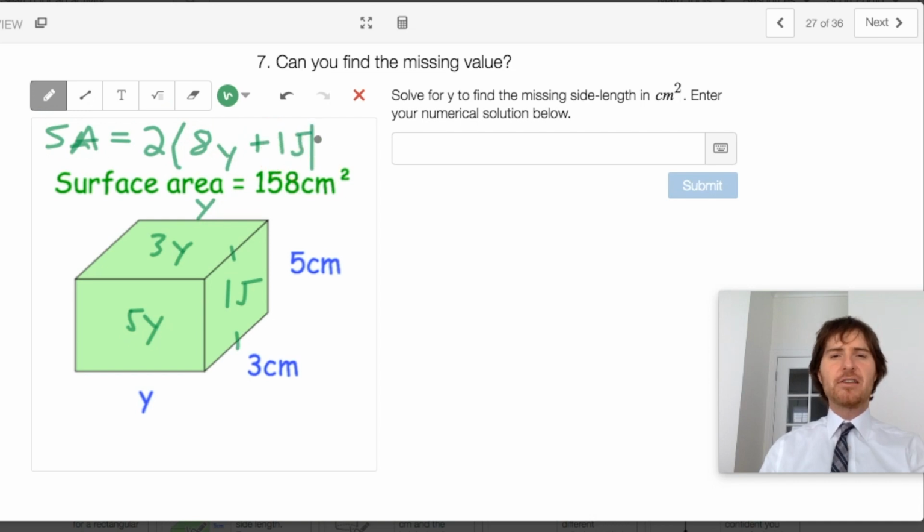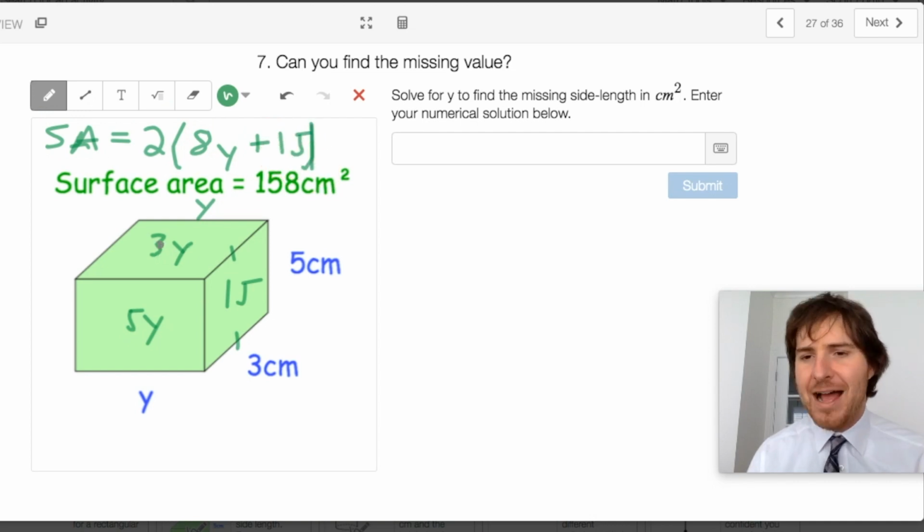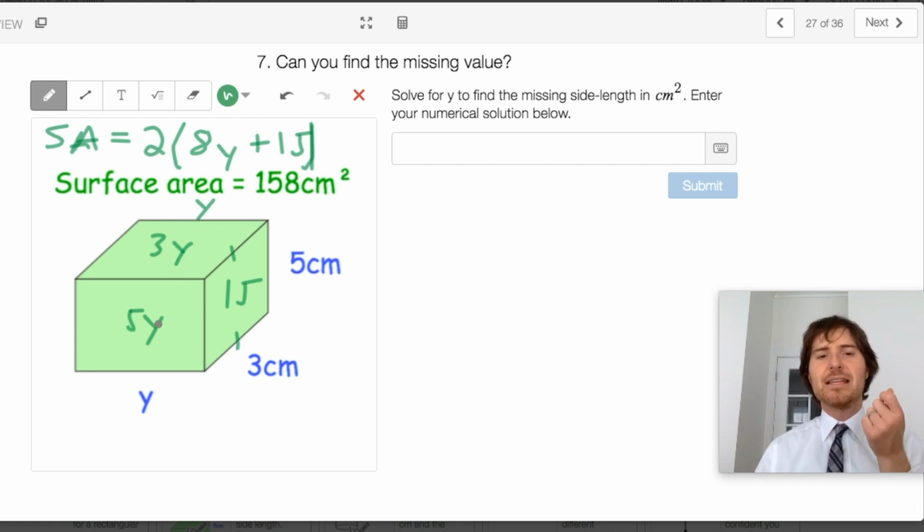So if I distribute here, right? So I might be going a little fast. I might have to slow this one down here. But the idea is this plus this equals half of the surface area. So I'm just going to double it here. Just get the surface area. I could have just divided that by 2 and then set that equal to 8y plus 15. You follow me?